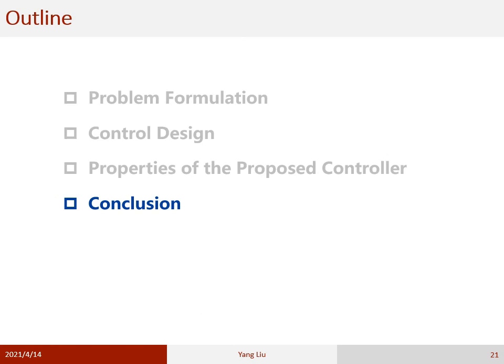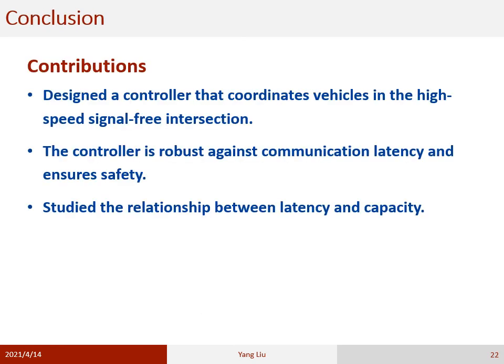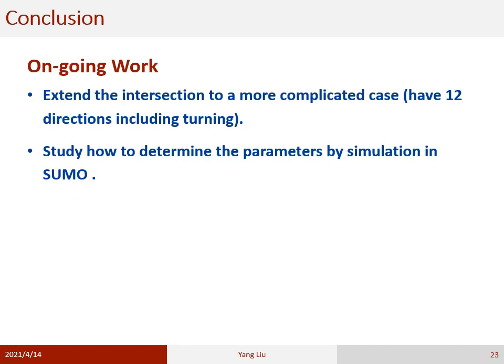And last is the conclusion. First, we designed a controller that coordinates vehicles in the high-speed signal-free intersection. And then, the controller is robust against communication latency and ensures safety. And finally, we studied the relationship between latency and capacity. Our ongoing work is, first, to extend the intersection to a more complicated case, which has 12 directions, including turning. And then we study how to determine the parameters by simulation in SUMO. And that's all. Thanks very much for your attention.